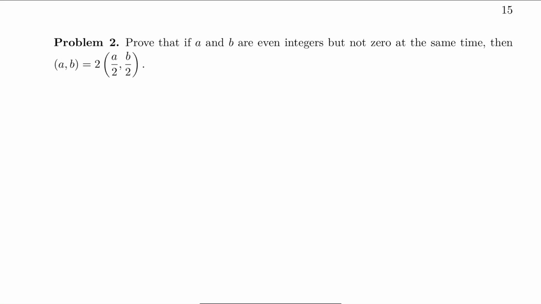Today we're going to prove that if a and b are even integers but not 0 at the same time, then the greatest common divisor of a and b equals 2 times the greatest common divisor of a over 2 and b over 2. Okay, so let's try to do this problem.